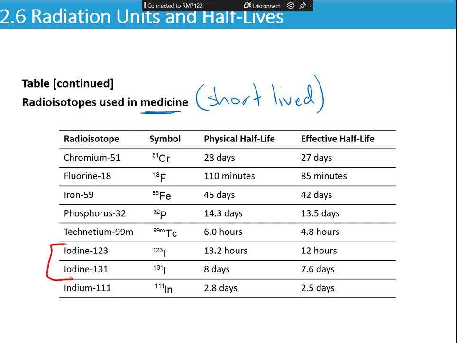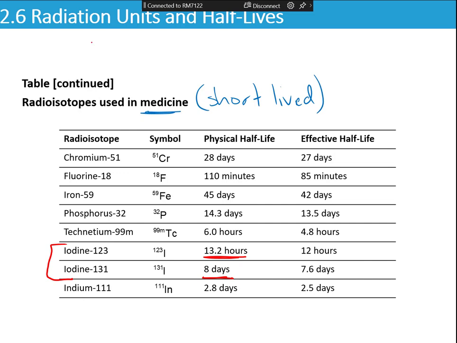If I've got 100 units, 1 half-life, I've only got 50. Okay, so it's how long does it take for half of it to disappear or break down. Iodine 123 only takes about 13.2 hours. Iodine 131 takes 8 days. So iodine 123 has a much shorter half-life. Shorter half-lives is what they like to use for diagnostic purposes.